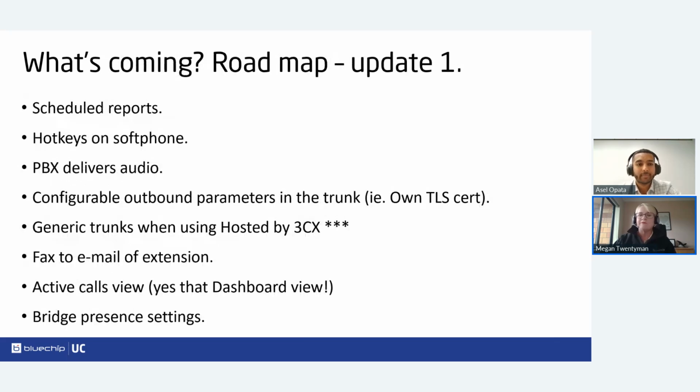So what's coming on the roadmap for update 1? They have already announced before version 20 went live that scheduled reporting would be back in update 1. Hotkeys on the soft phone will be coming. The PBX delivering the audio, configurable outbound parameters, generic trunks when using hosted by 3CX. They actually took that away when you went from version 18 to version 20. So if you're using a non-interop SIP provider and the hosted by 3CX service, wait to upgrade from version 18 to version 20. It has caught a couple of people out. Otherwise, switch to an interop SIP provider such as Uphone or 2Talk, etc.